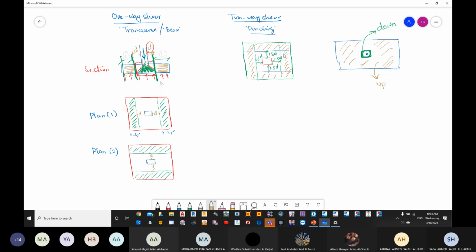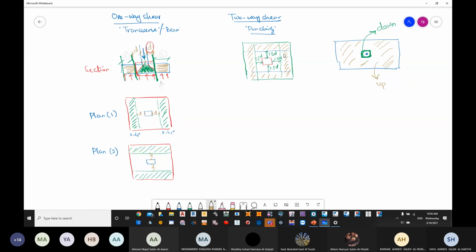So you imagine the position of the column is representing the pen. 1.5D from each side is representing the extra part which will be taken with the pen down. The remaining part should go up or remain in its position. Okay, so this is the concept behind checking for one-way and two-way shear.